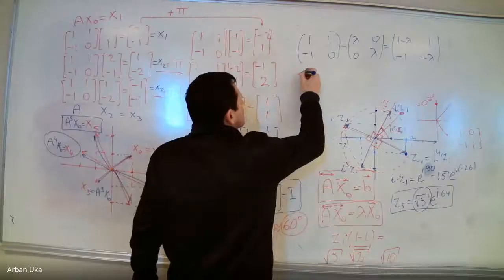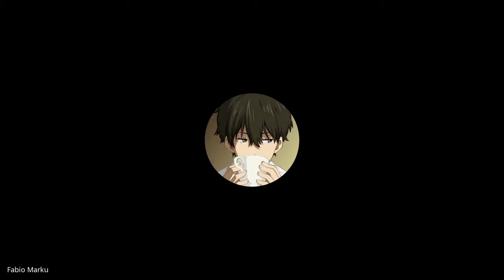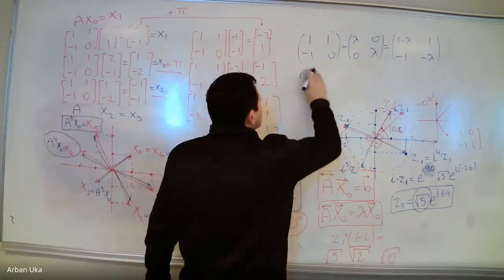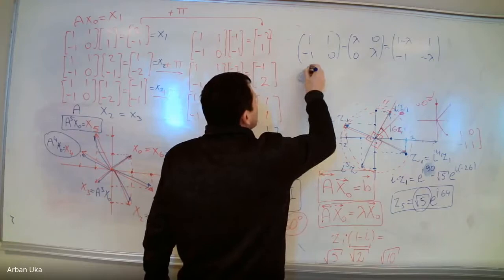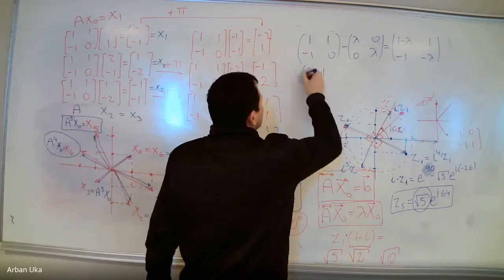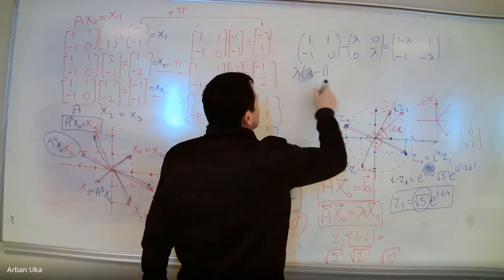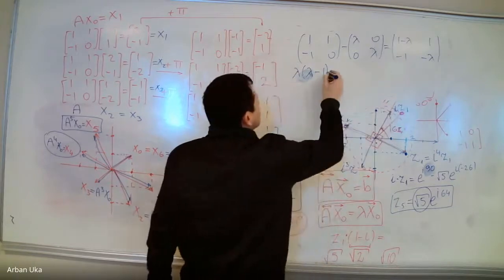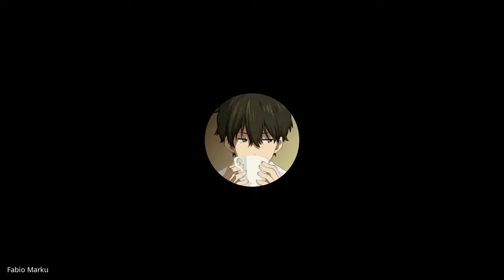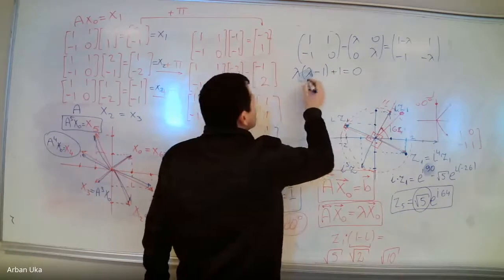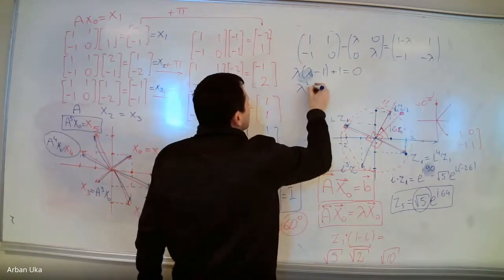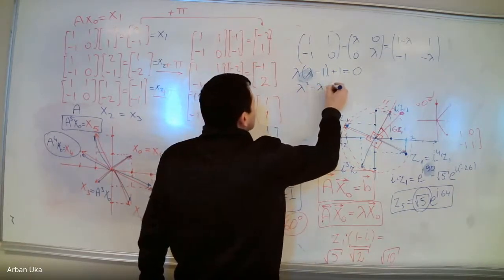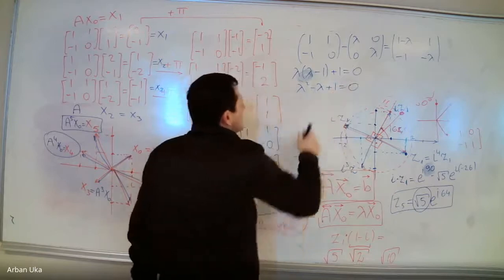Yes, so this is 1 minus lambda times minus lambda. Wait a second, so let's do it like this. Lambda minus 1 times lambda, so this minus 1, we give it here. Plus 1, thank you, this is equal to 0. What else? Lambda squared minus lambda plus 1 is equal to 0.